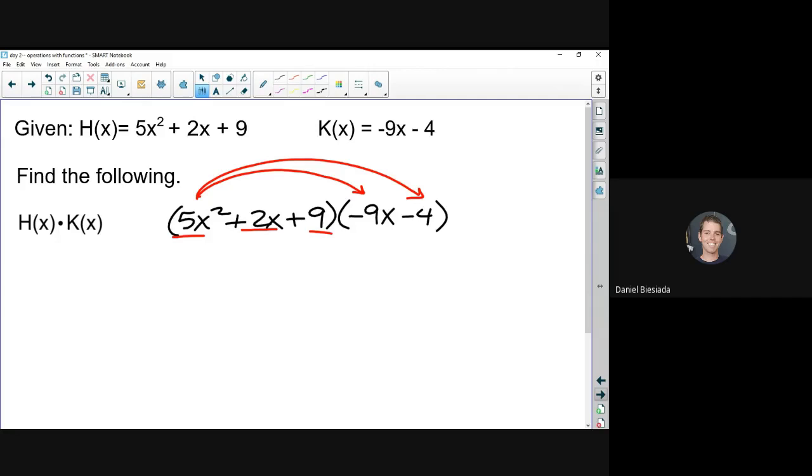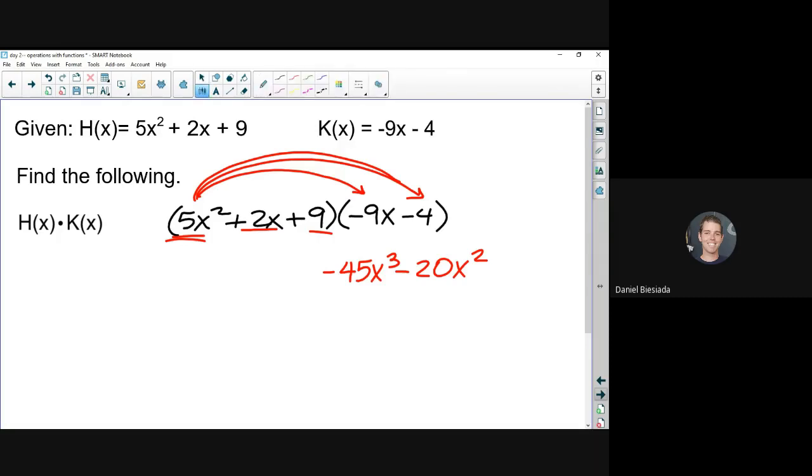I'll start by distributing the 5x squared to both of those 2 terms in the back. Keep an eye out here with this 5x squared and this negative 9x. That's kind of similar to what I had on the last problem. That's going to give me an x to the 3rd. And 5 times negative 9 is negative 45. So I'll start there. 5x squared multiplied all the way over here by this negative 4. That'll give me negative 20x squared. That's the first one done.